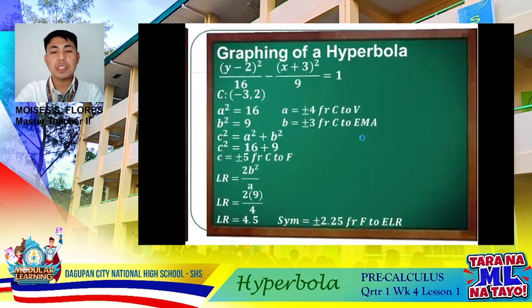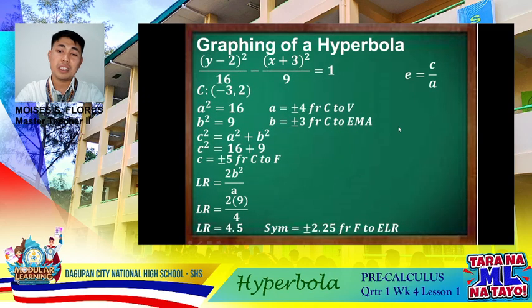Let's proceed further, solving for our eccentricity, which is 5 over 4. And take note, when we say eccentricity of hyperbola, it is said to be greater than 1. If we compare with the eccentricity of parabola, it equals 1. But this time for ellipse, it is less than 1. And for hyperbola, it's greater than 1.